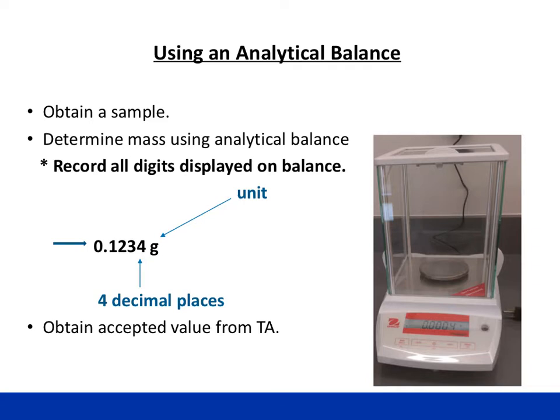You'll also want to make note of the units that are displayed on the scale and record those as well next to your number. Remember, when you're recording a number, you need to include all of the units and all of the numbers. That includes the 0 to the left of the decimal place, that is used as a placeholder, as well as all 4 decimal places displayed on the analytical balance.